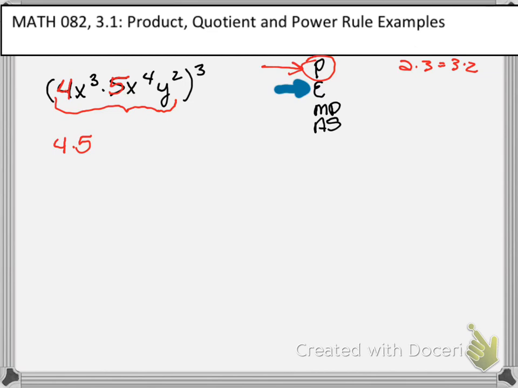The same thing is true over here, even though we have a mix of variables and numbers. The next thing I notice is that I have an x to the third and an x to the fourth, which again are like terms which can be combined using one of these exponent rules. Then I have y squared, and again, it's all raised to the third power.